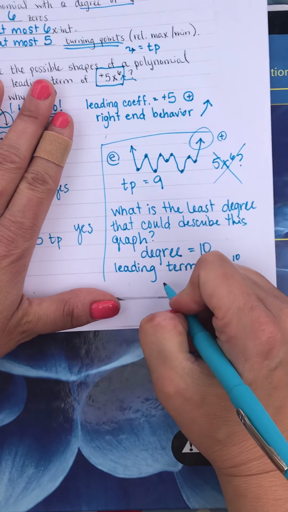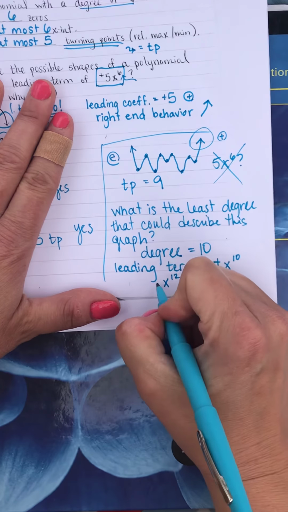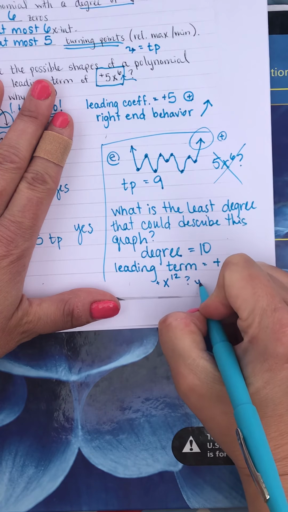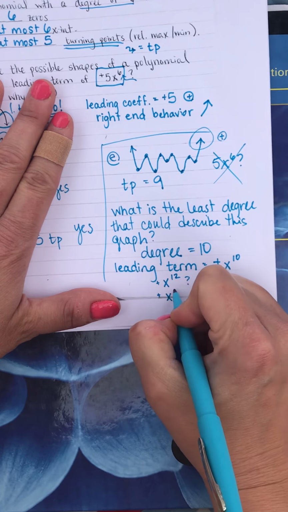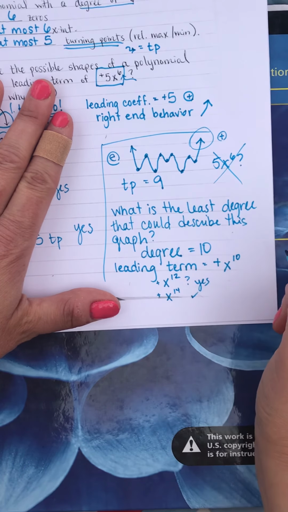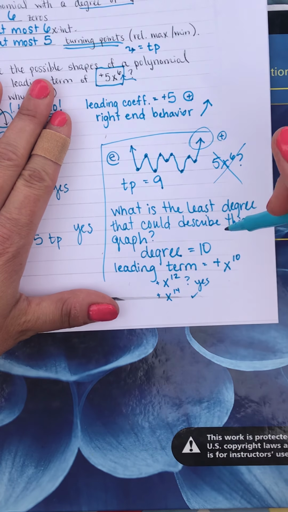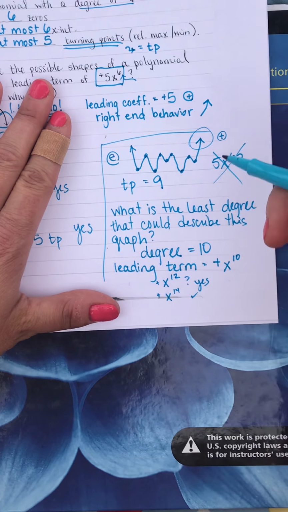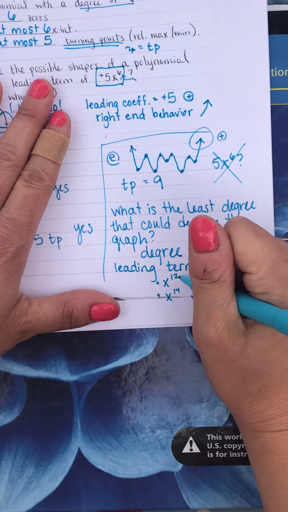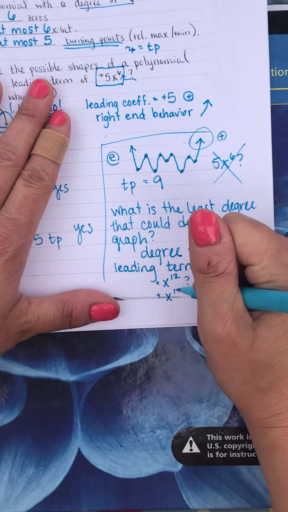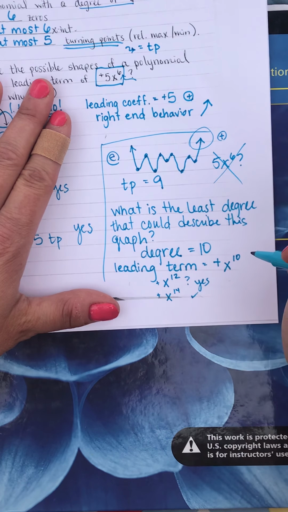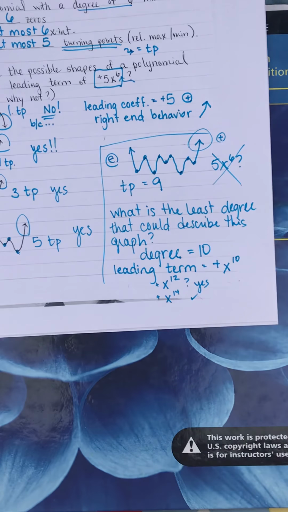Now, could it also be positive x to the 12th? Yes. It could also be positive x to the 14th. Why? Because the number of turning points has to be n minus 1. So the number of turning points here would be 9, 11, 13, but that's the most number of turning points. Okay.